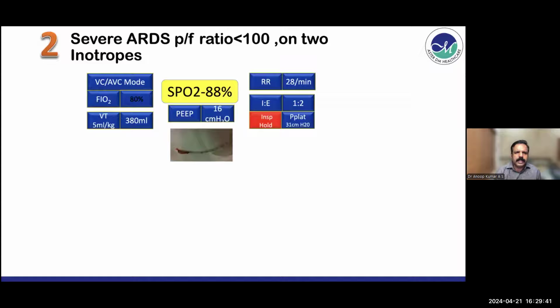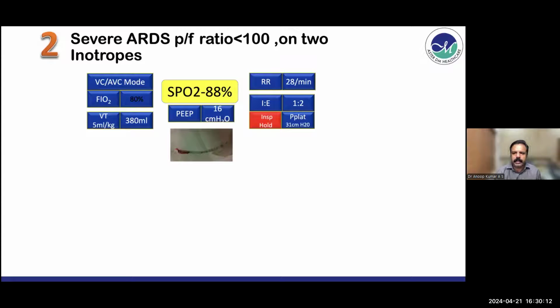Now coming to a patient with a severe ARDS, as you are well aware, we have a PF ratio less than 300, 200 and 100. This patient is very sick, PF ratio less than 100 with two inotropes. The patient is on assist control, volume control mode, still on a high FiO2, 80%, and 380 ml, 1:2. Plateau showing 31, and respiratory rate is 28.